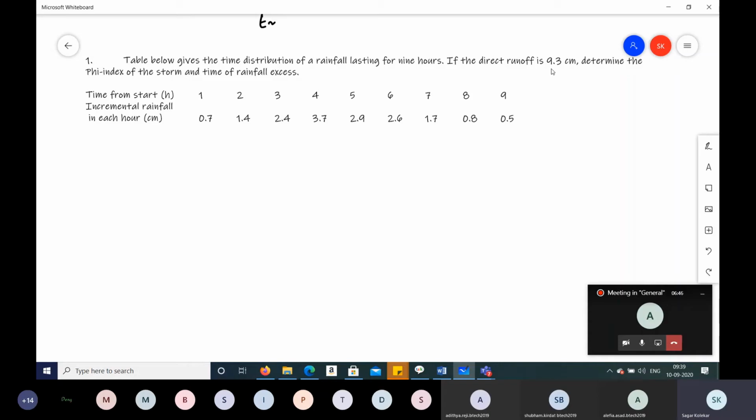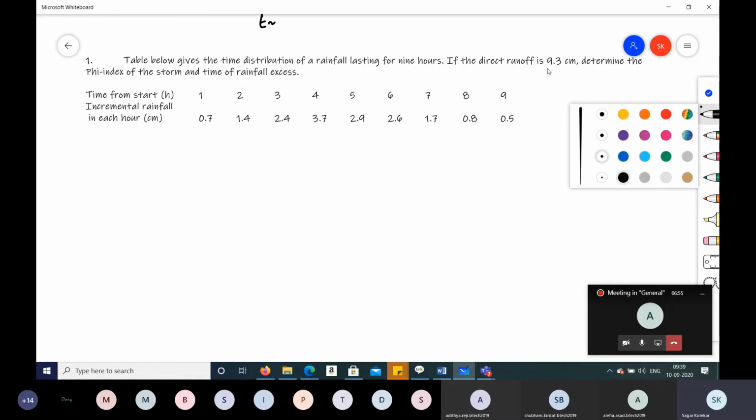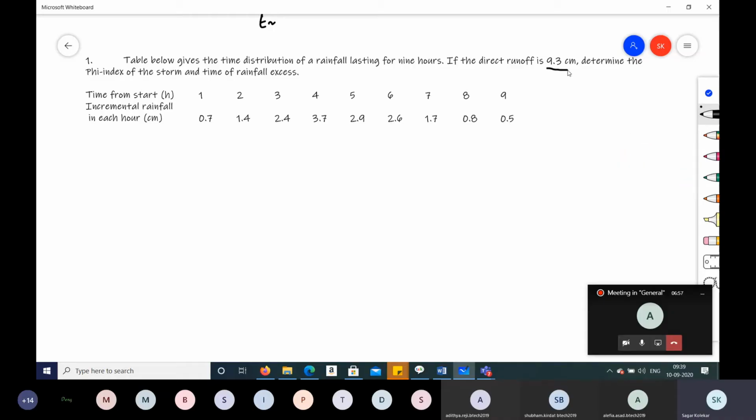The R which is given is 9.3 centimeter. Okay, so I'll just take the pencil so that it will be more visible and you'll understand very clearly. So this 9.3 centimeter, determine the phi index of the storm and time of rainfall excess. So these are the two things basically we are supposed to find out.